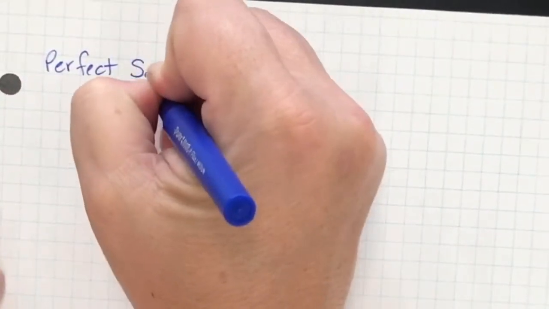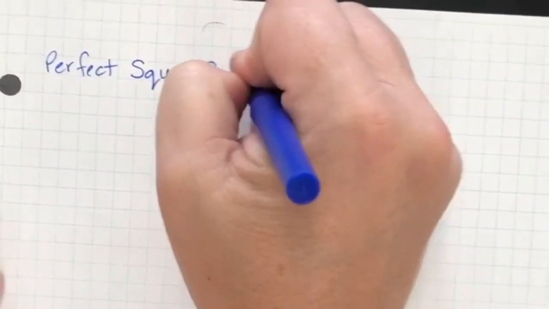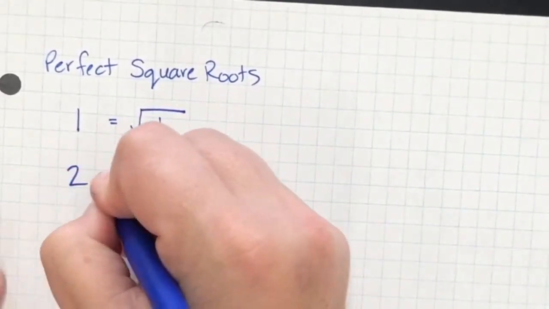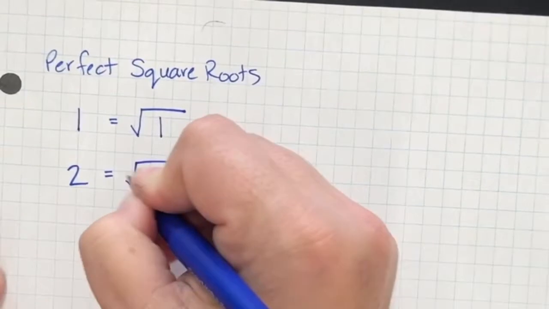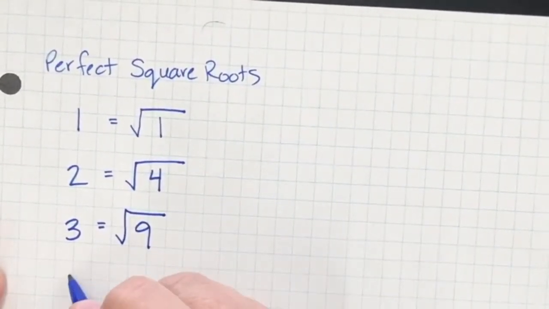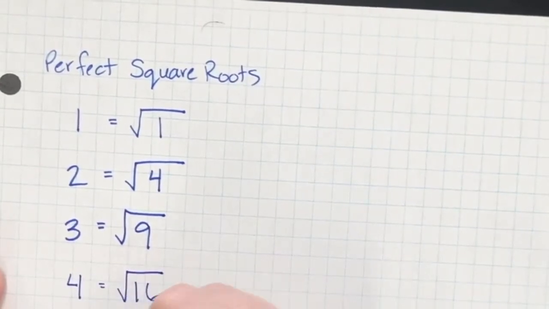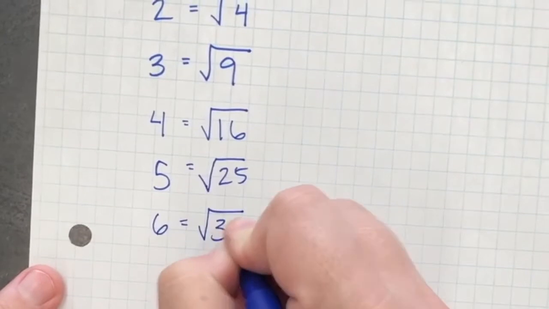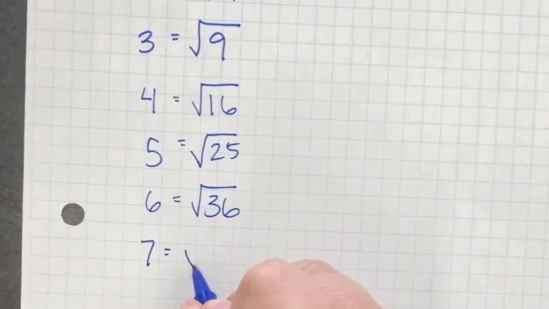So what are our perfect square roots? You should know these. We should work on learning these by heart. 1 times 1 is 1, square root of 1 is 1. 2 times 2 is 4, square root of 4 is 2. Square root of 9 is perfect. 4 times 4, square root of 16 is perfect. You can think of your doubles, and those are all perfect squares.